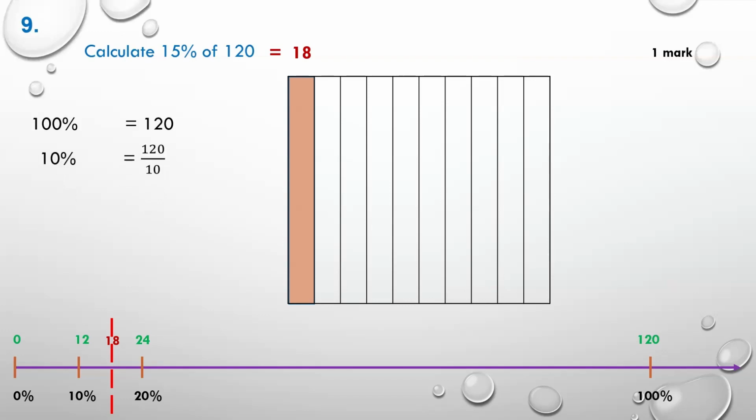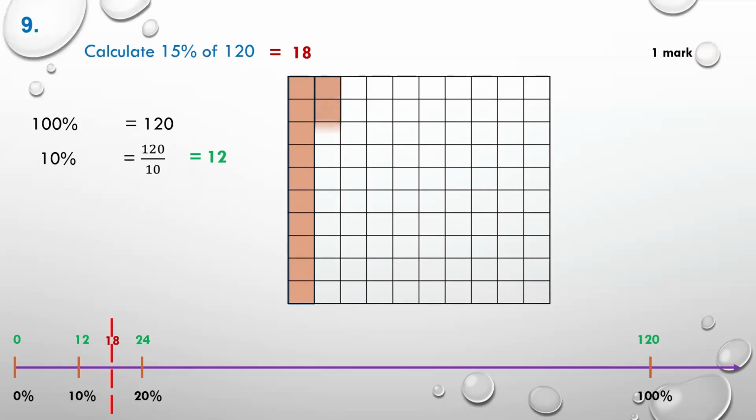It's just a different way of what we did below. So the whole thing was 120. And if we cut it off there into 10 parts, then that will give us 12. So 10% represents 12. What happens now? If we go across, we could get 10 parts cut again into 10 more. So we have 100 squares now.